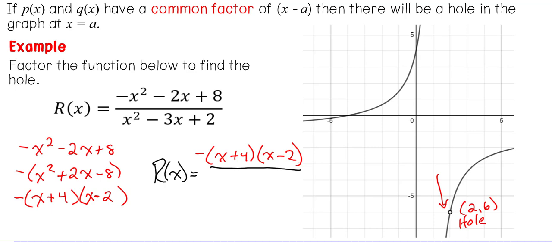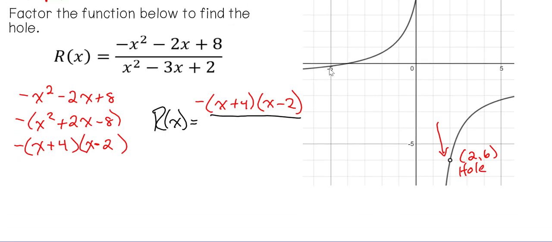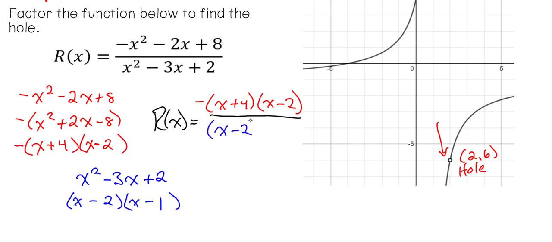And then we want to factor the bottom. We want to factor the denominator. So that would be x squared minus 3x plus 2, which would break down into, since this is positive and the middle is negative, that means they both have to be a subtraction, 2 and 1. So the bottom would be x minus 2 times x minus 1.